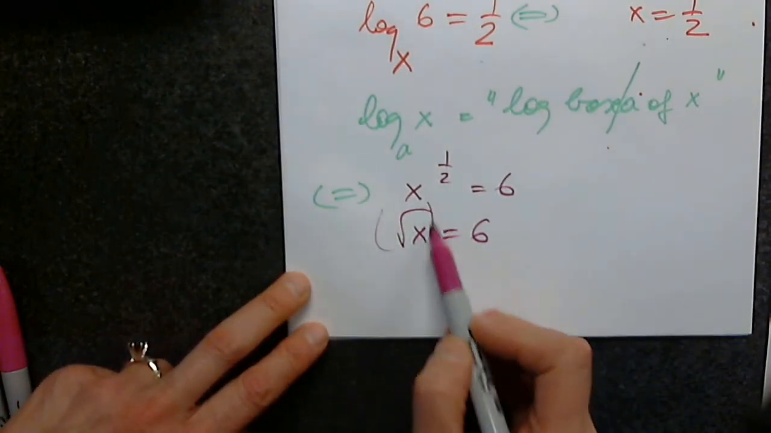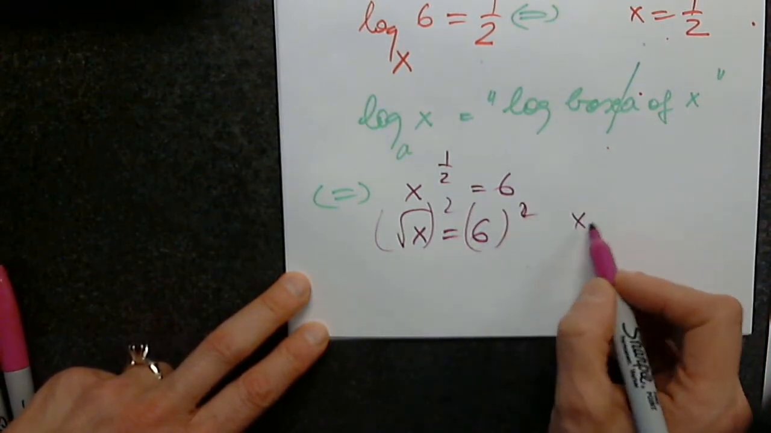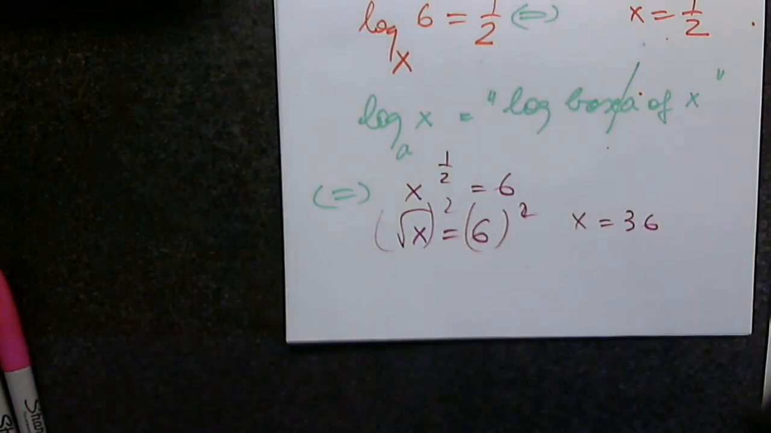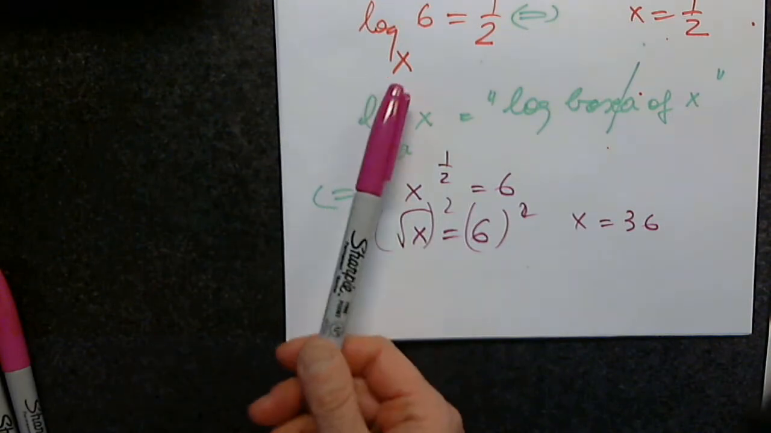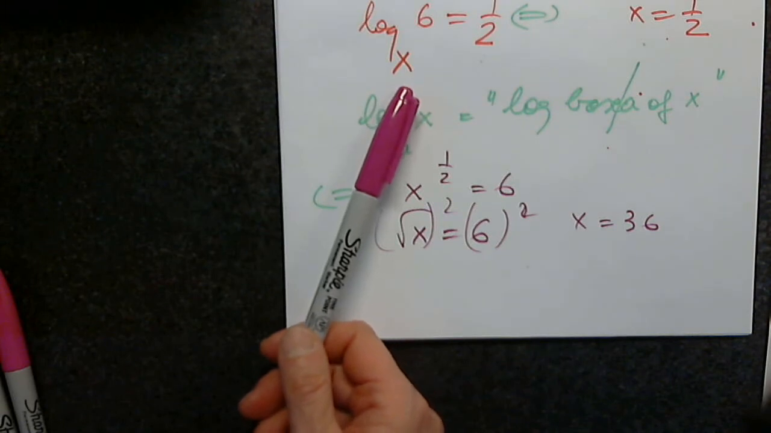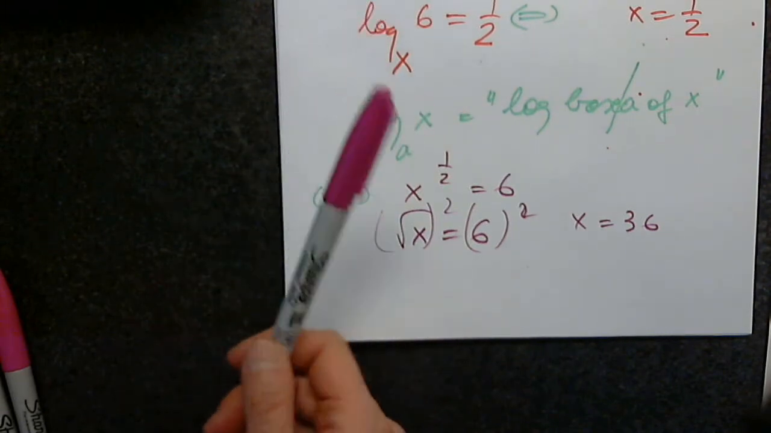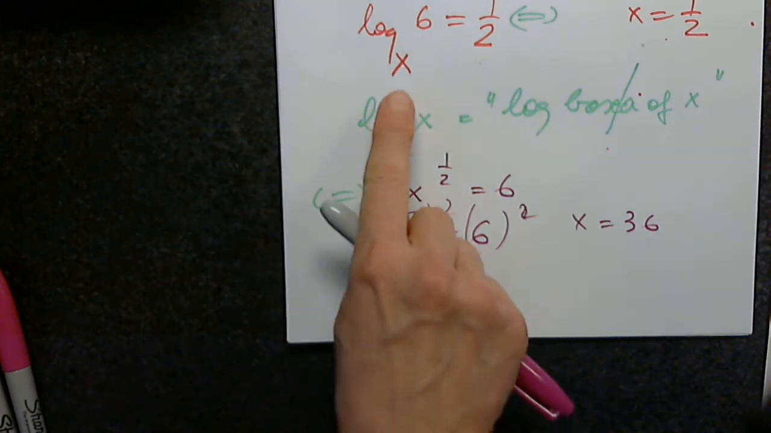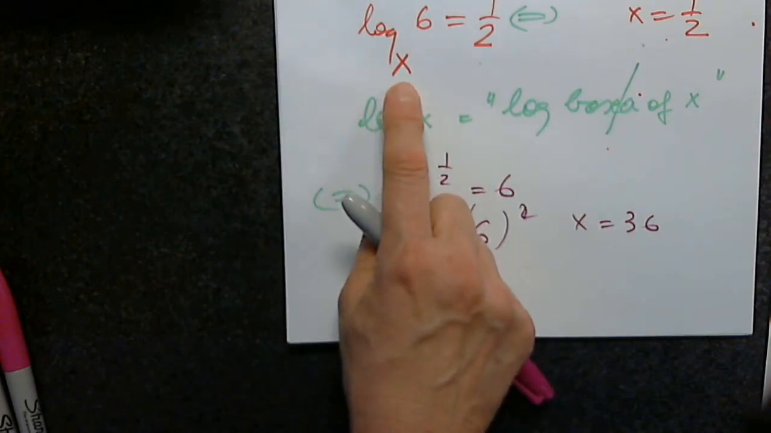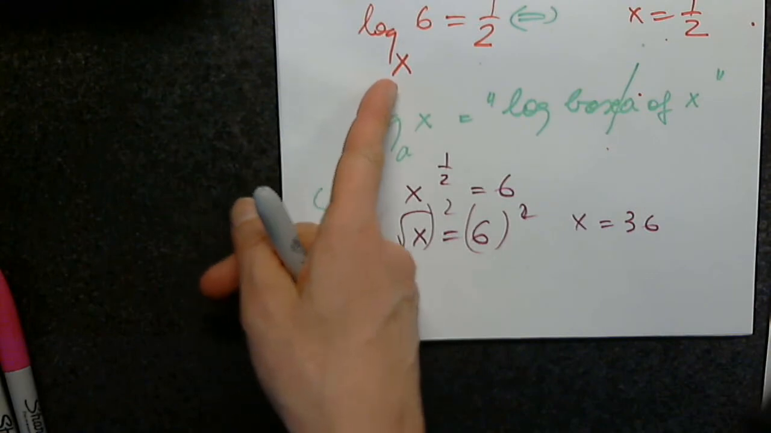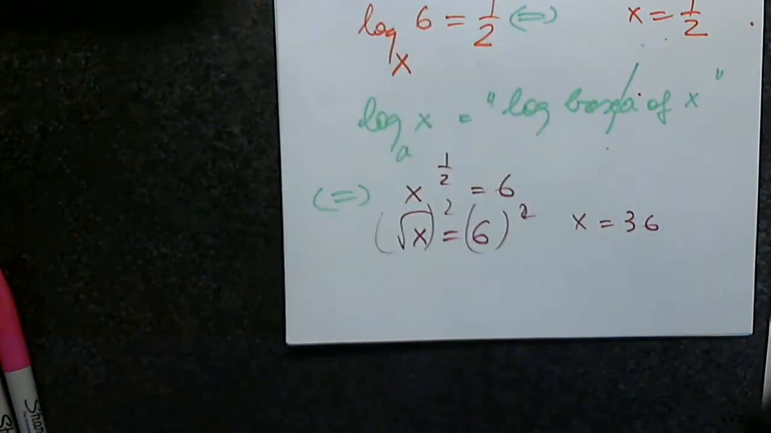Square both sides. Square root of x squared is x, and 6 squared is 36. So then x equals 36. Because I squared, I should go back and check. Log base 36 of 6. The base has to be a number that is positive. It cannot be 0. It cannot be 1. So 36 raised to 1/2 is indeed 6. Good. I didn't forget, we still have to graph this function, but I would like to look at finding the domain.